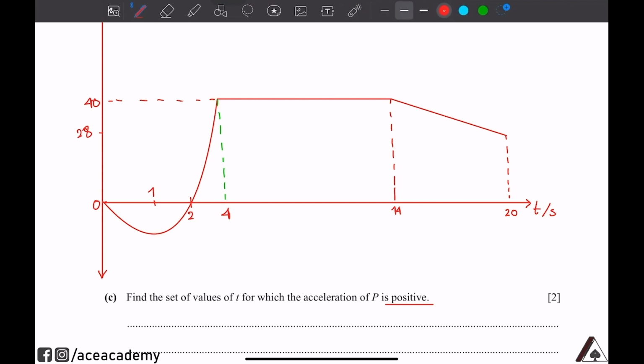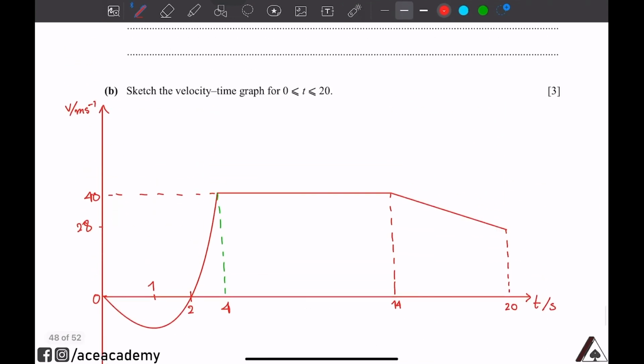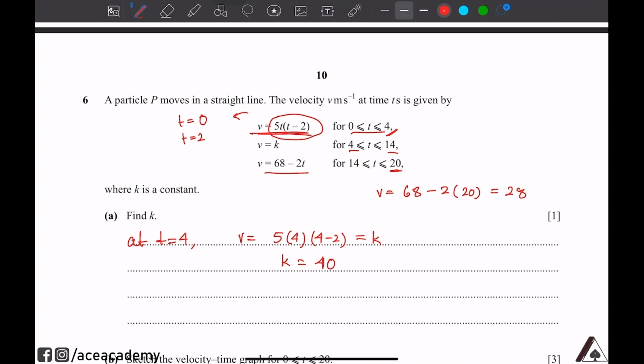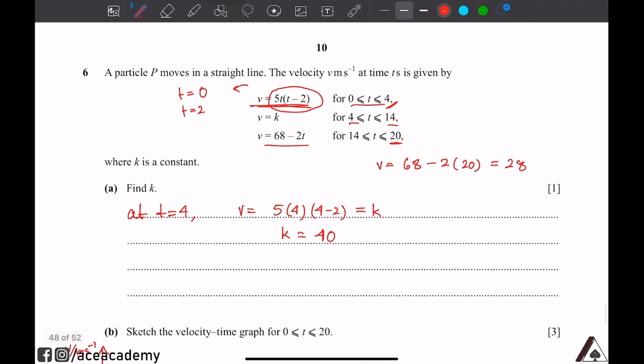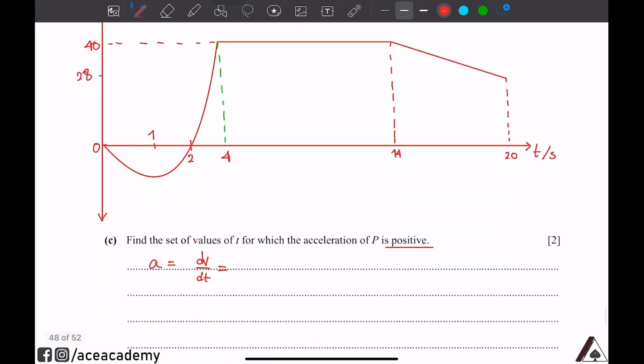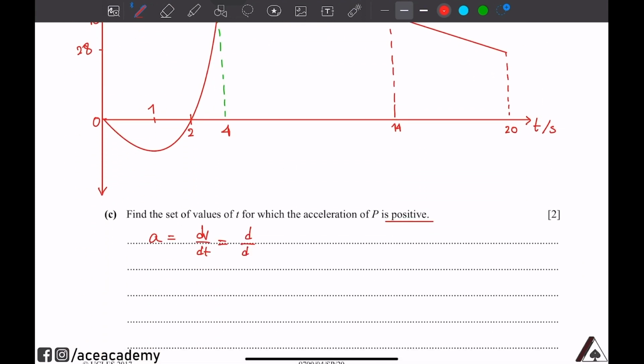Well, we have to find an expression for a in terms of t by differentiating this. So a is equal to the rate of change of v with respect to t, which is, let's see, that's 5t squared minus 10t. So it's d by dt of 5t squared minus 10t, which is just 10t minus 10.